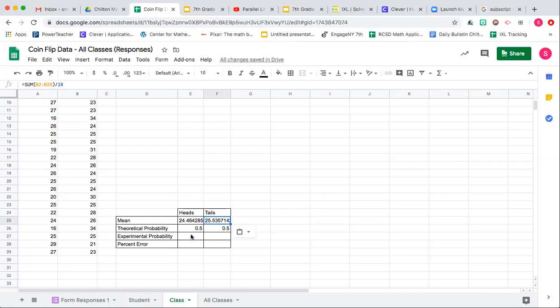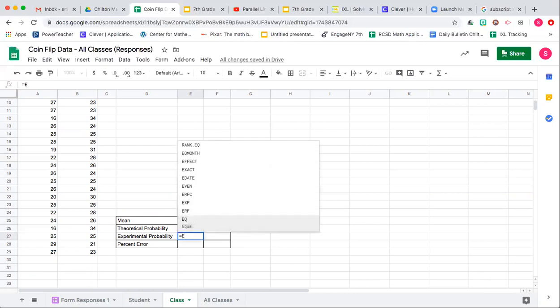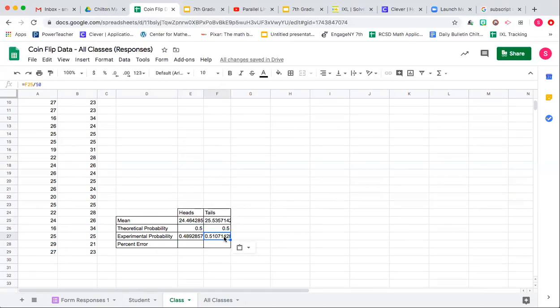Let's actually find that probability. We're going to take the mean here and divide it by 50, because that's how many times the coin was flipped for each student. So I'm going to take that cell, E25, and divide it by 50. What this means is the experimental probability is roughly 49 hundredths, or very, very close to 0.5. So you can see that that probability is pretty close. Now I'm going to copy that formula over here. For tails, it's about 51 hundredths, very close.